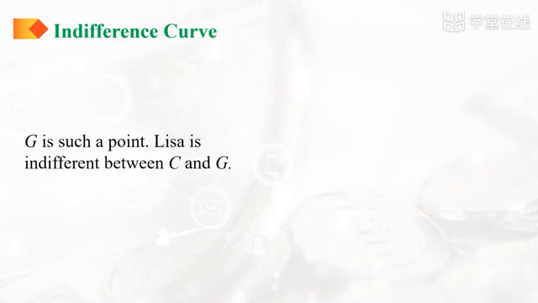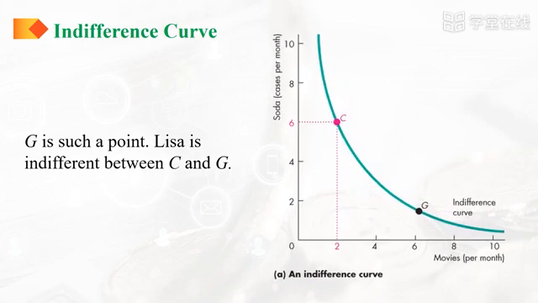An indifference curve, the green line, draws all those points that Lisa says are just as good as point C. G is such a point. Lisa is indifferent between C and G, that is, she is indifferent between watching 2 movies and drinking 6 cases of soda or watching 6 movies and drinking 2 cases of soda.